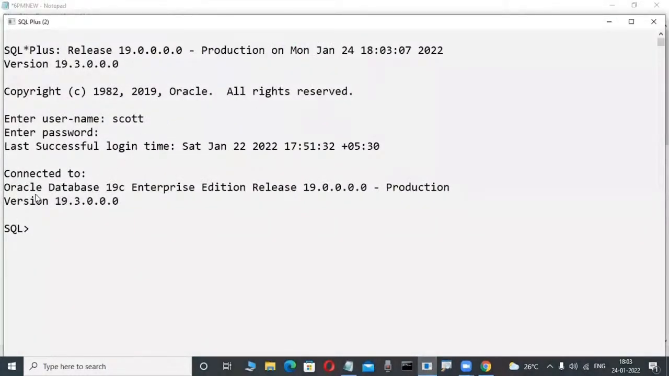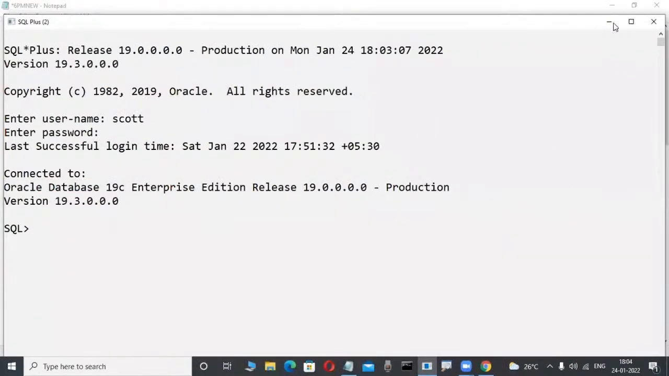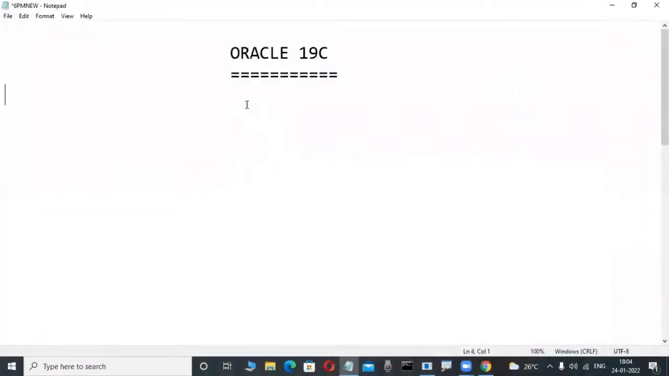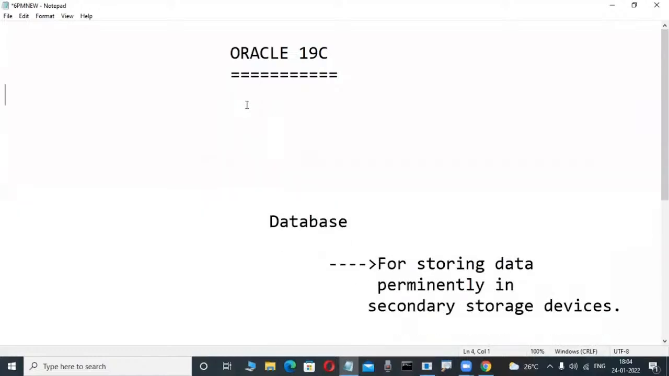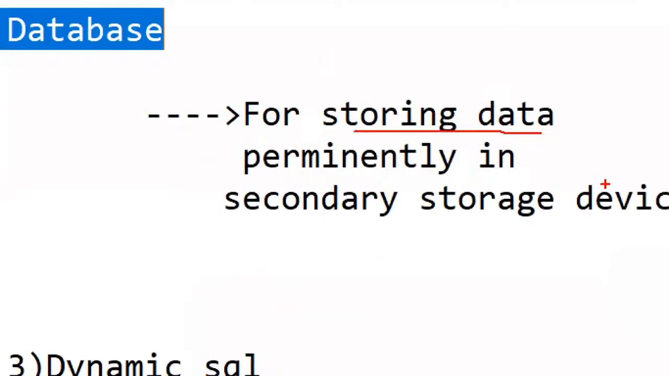Oracle is a product from Oracle Corporation. What type of product is that? A database product. What is the purpose of database products? Either Oracle, SQL Server, or DB2, so many products are there. The purpose is storing data, permanently in a hard disk or secondary storage device, and also retrieving the data efficiently.